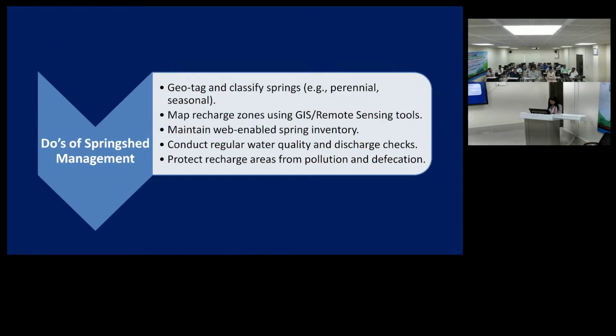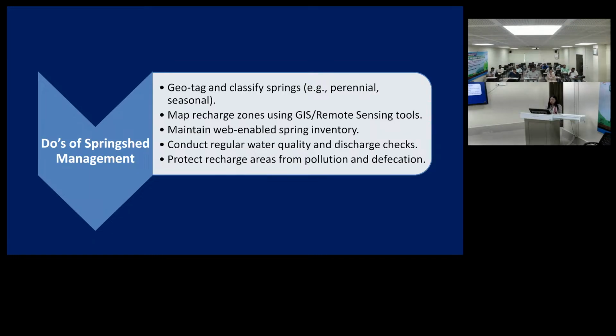So I'll have two slides, on the do's of Springshed management and the don'ts of Springshed management, one slide each. The do's of Springshed management are geotagging and classification of springs as perennial or seasonal. Then map the recharge zone using GIS or remote sensing tools. Maintain a web-enabled spring inventory. Conduct regular water quality and discharge checks, and protect the recharge area from pollution and defecation. So these are the encouragements, or the do's, of Springshed management.